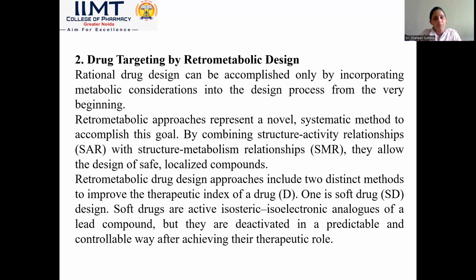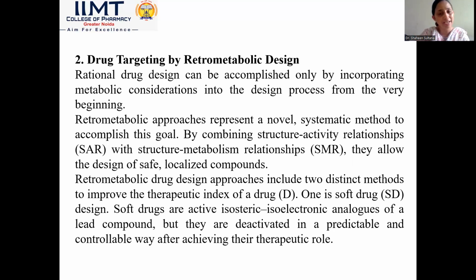Now, the second is drug targeting by the retrometabolic design. Now, rational drug design can take place when you incorporate the metabolic consideration into the design process. Retrometabolic approach is what? It is combining the SAR with SMR. SAR is the structure-activity relationship, SMR is the structure-metabolism relationship. That will allow you to design a safe and selective drug delivery system that is able to target the delivery site. Now, retrometabolic drug design contains two types of delivery system. One is using the soft drug and the other is the chemical delivery system.